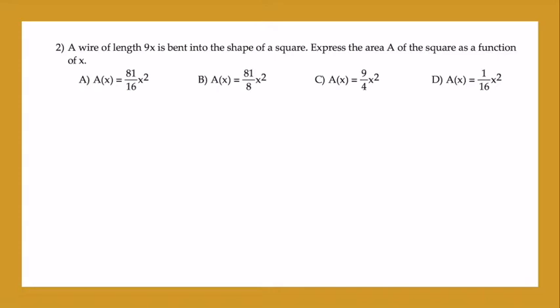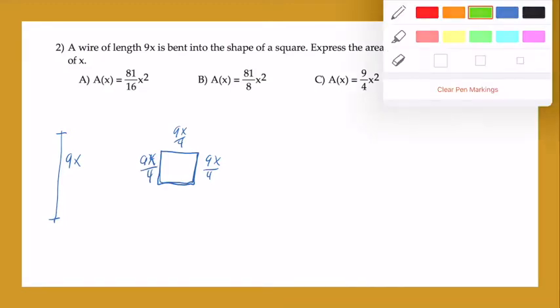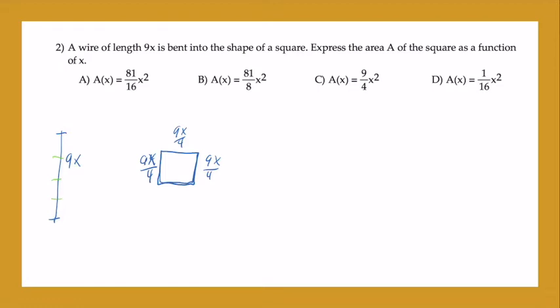For problem 2, I'm given a length of wire that is 9x long. I don't know what x is. And what I'm going to do is bend this into the shape of a square. So that means each of the sides is going to be 9x divided by 4 long, right? If I took this wire and I broke it up into fourths so that I could bend it into a beautiful square, each of the side lengths would be 9x over 4.